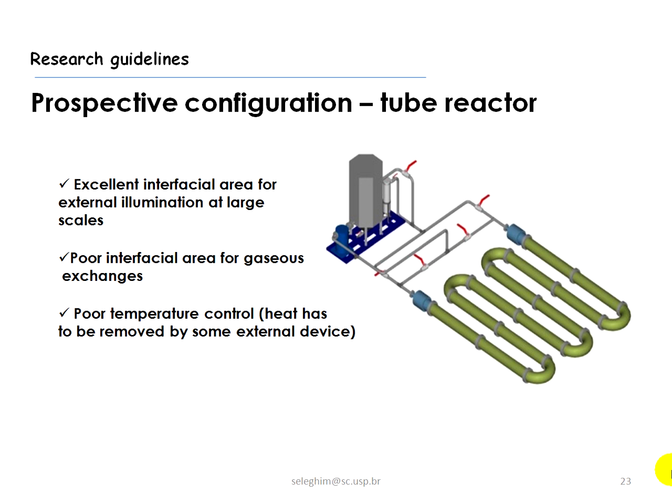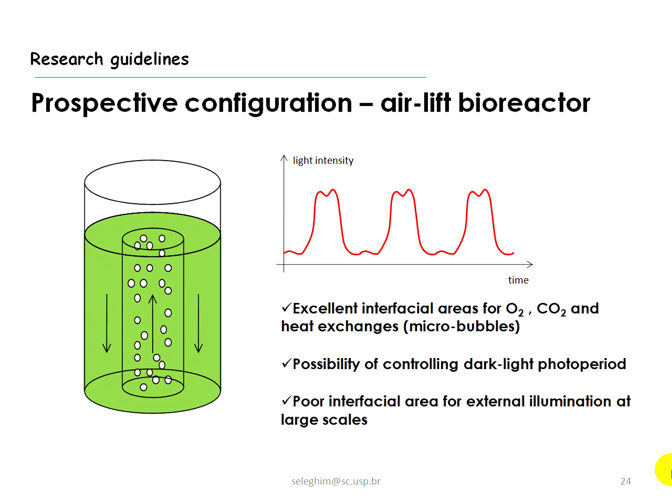Okay? These ideas can also be applied to a photobioreactor, in which you have to enhance light propagation. So we started by considering this prospective configuration. It's a tube photobioreactor. It's very good for illumination because you have a huge interfacial area, but you have a poor interfacial area for gas exchanges because, well, the area that you have is the section here and the section here. So it's very poor. And as a consequence, you have a poor temperature control.